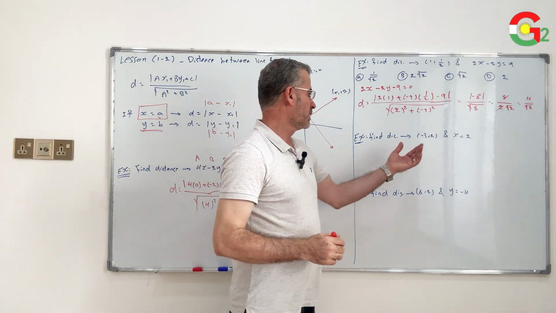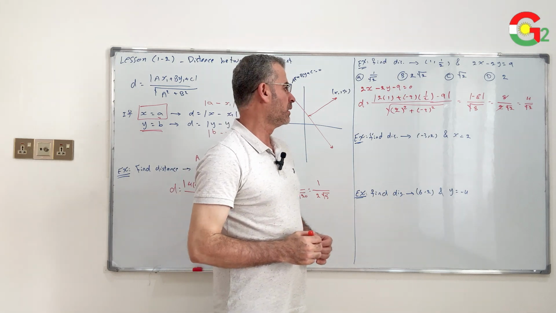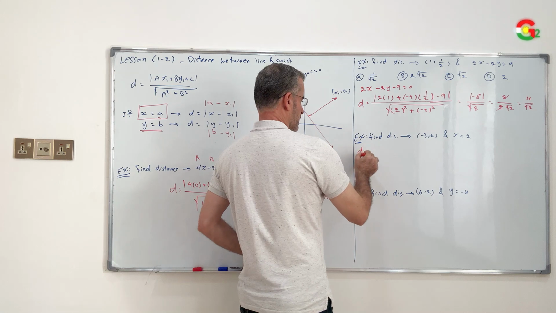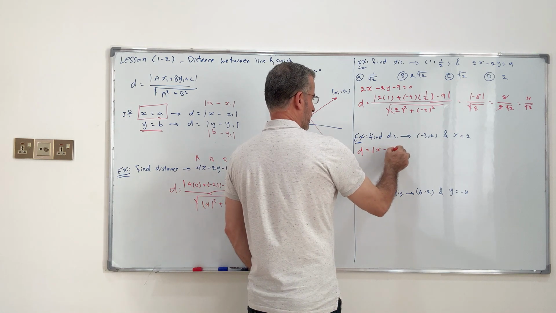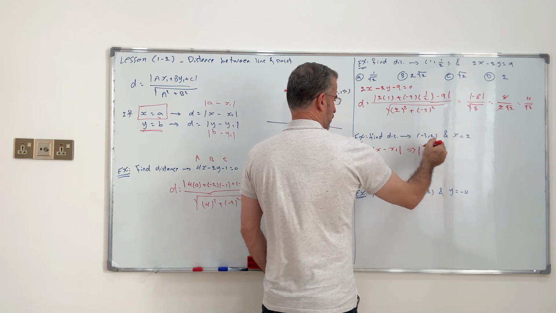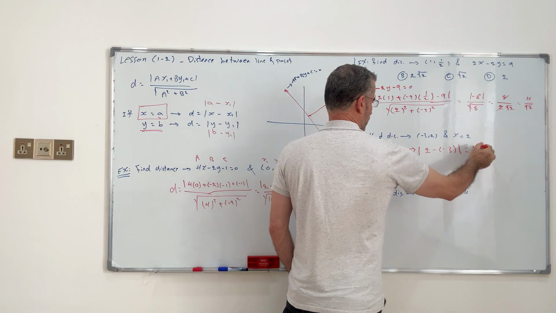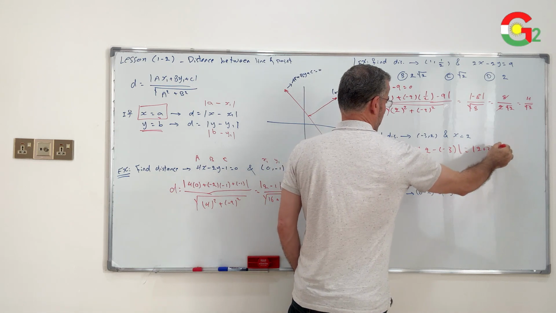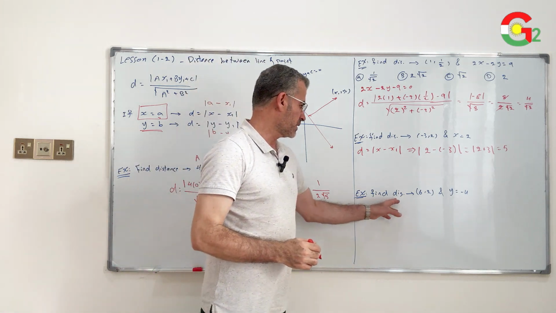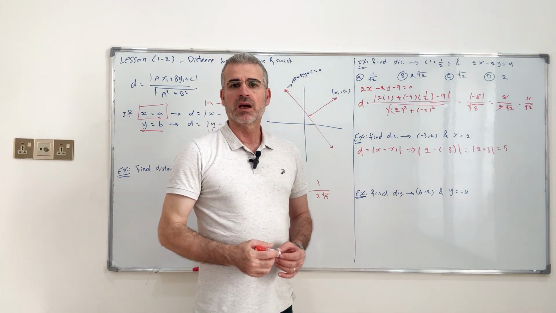Example, find the distance between the point negative 2, 2 and x equal 2. X equal 2 is a vertical line, then the distance equal to x minus x1. This will give me the value of x is 2 minus x1 negative negative 3, equal to absolute value 2 plus 3, equal 5 units.